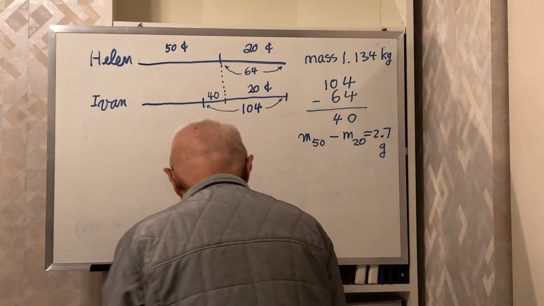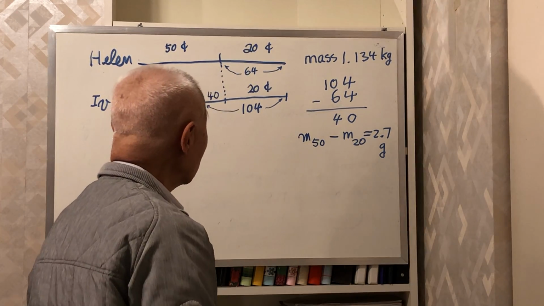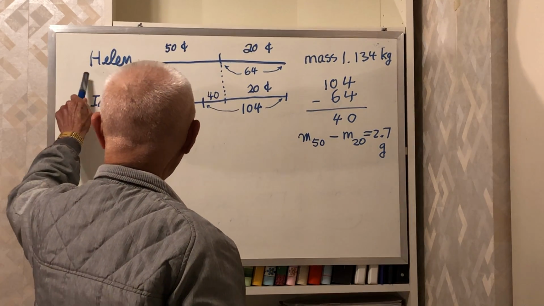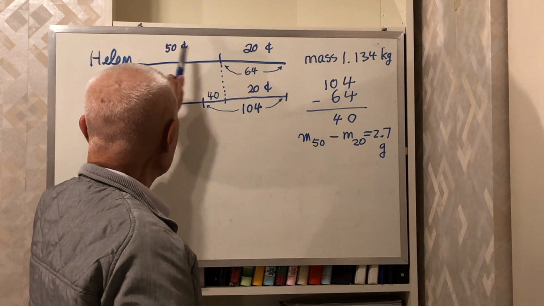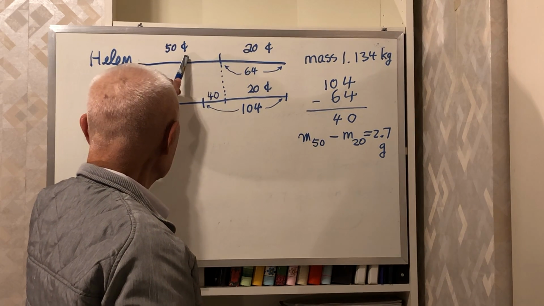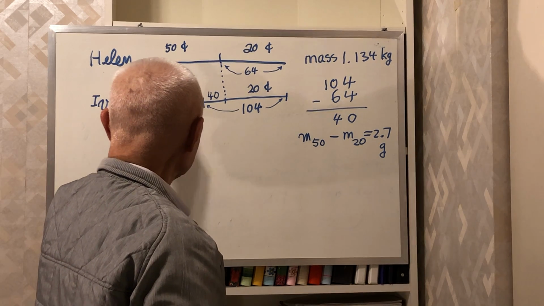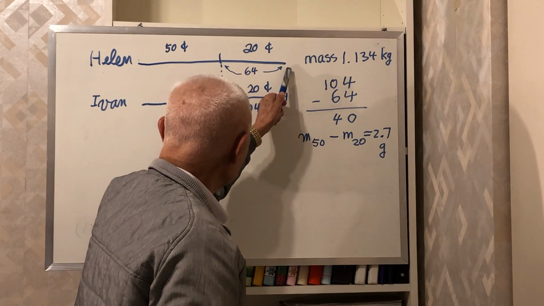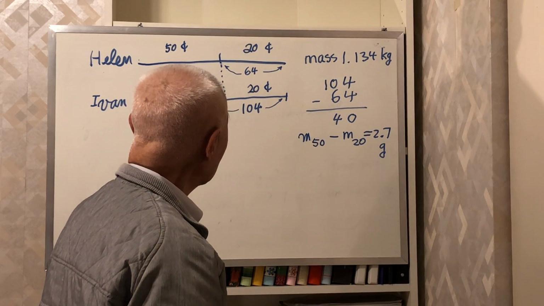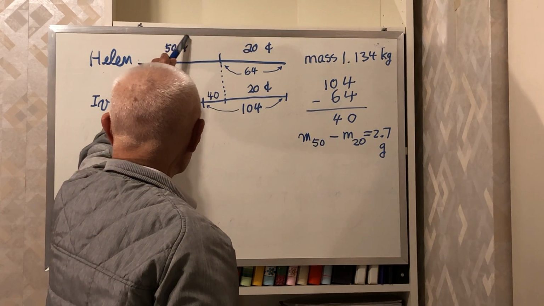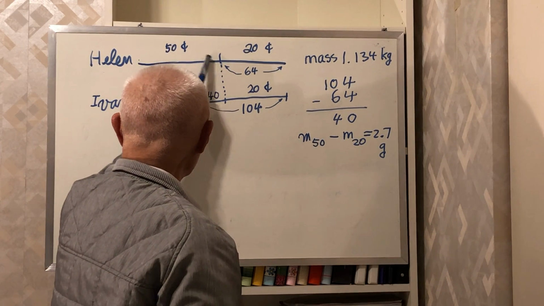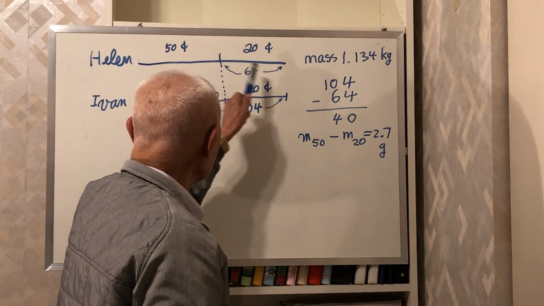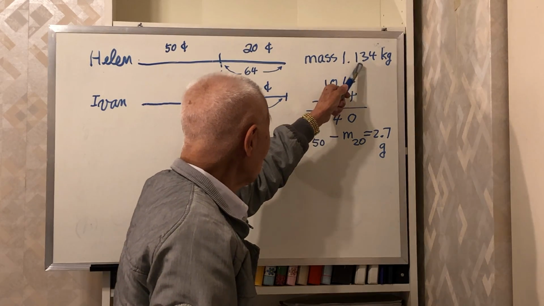So, let me make a summary. Helen has that many 50-cent coins, and Helen has 64 20-cent coins. The mass of 50-cent coins plus the mass of 20-cent coins is 1.134 kilogram.